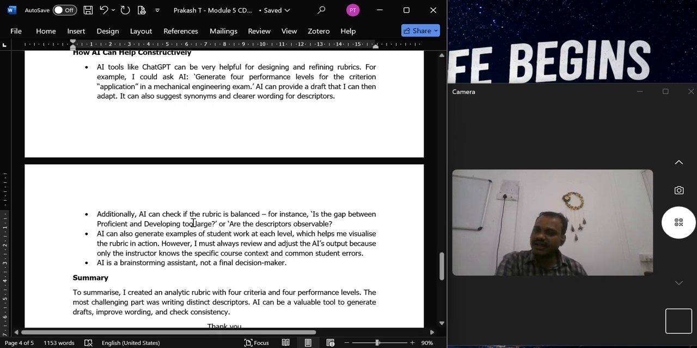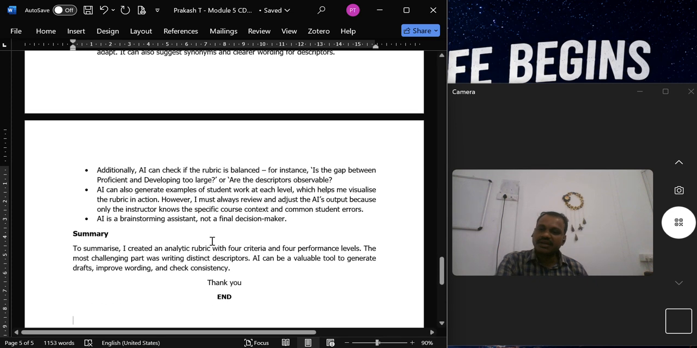And AI can generate examples of student work at each level. How students are thinking, all those processes I can visualize with the help of AI. But I'm very clear that I use AI as a brainstorming assistant, not as the final decision maker. I am the final decision maker because I am teaching the content. I know what my students are able to do, so I can manage that.